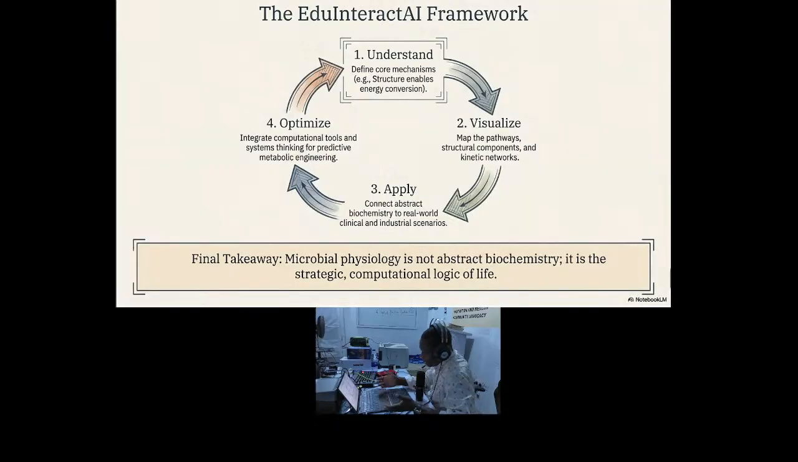Now, just like I said, this is an Edu-Interact framework. First thing is we should be able to understand and define the core mechanism. You want to have a good glimpse of this. You must understand, you visualize, you apply, then you optimize. So the final takeaway is that microbial physiology is not abstract chemistry. It is the strategic computational logic of life.